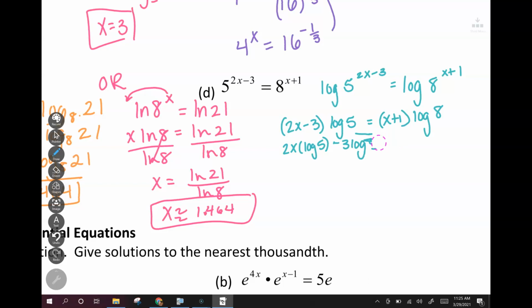Minus 3 log 5. And then x log 8 plus log 8. Now I'm going to move everything that has an x to one side and everything that does not have an x to the other side. So I'm going to move this x log 8 over here to be with the 2x log 5. So that's minus x log 8. Add the 3 log 5 to the other side.